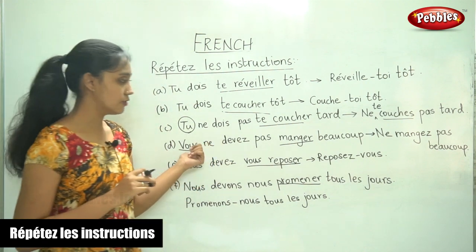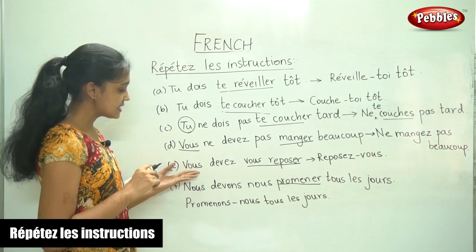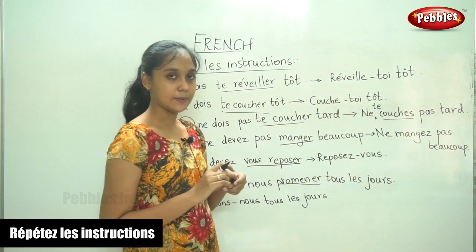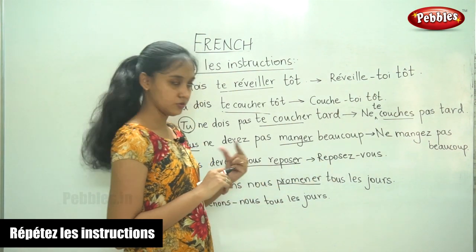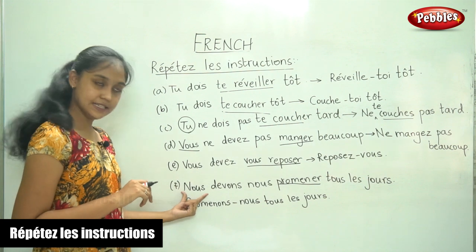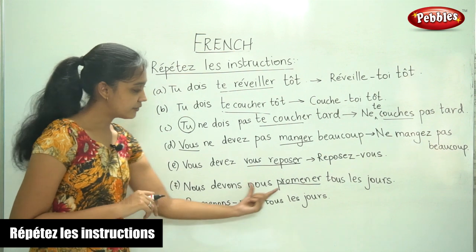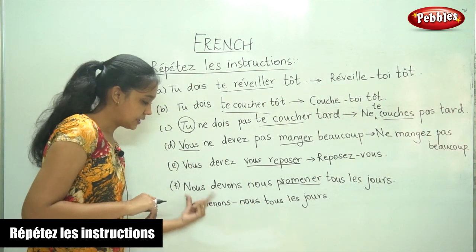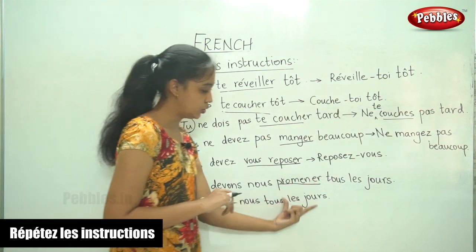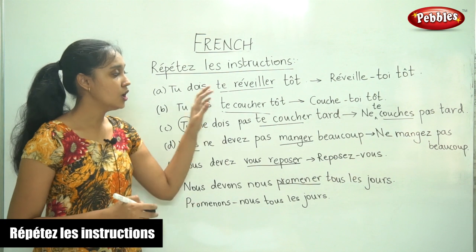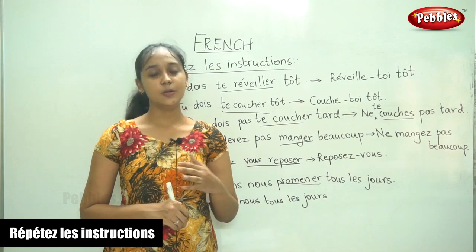The subject is vous. So manger is conjugated for vous. The next sentence, vous devez vous reposer. Now the verb is again reflexive, so reposez-vous. Finally, the last sentence, nous devons nous promener tous les jours. Now the verb is promener. It becomes promenons and we conjugate it for nous. Promenons-nous tous les jours. So this is how we give instructions. That is, we write the sentence in the imperative form.